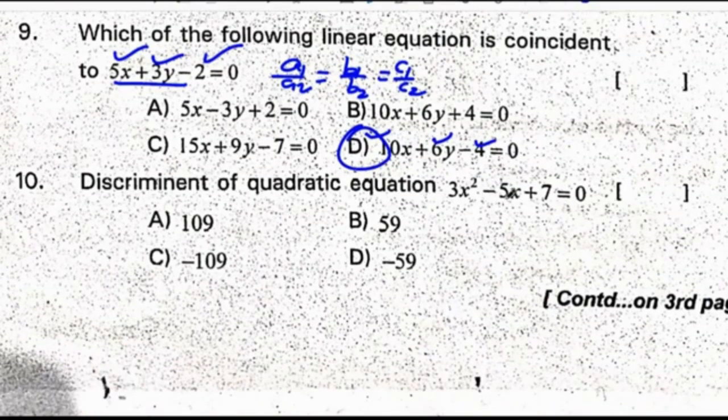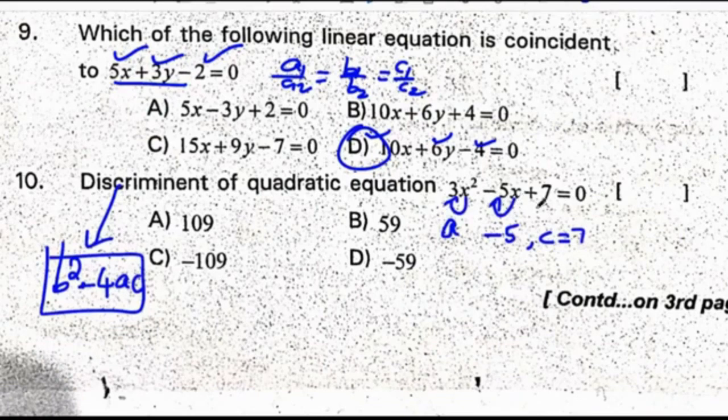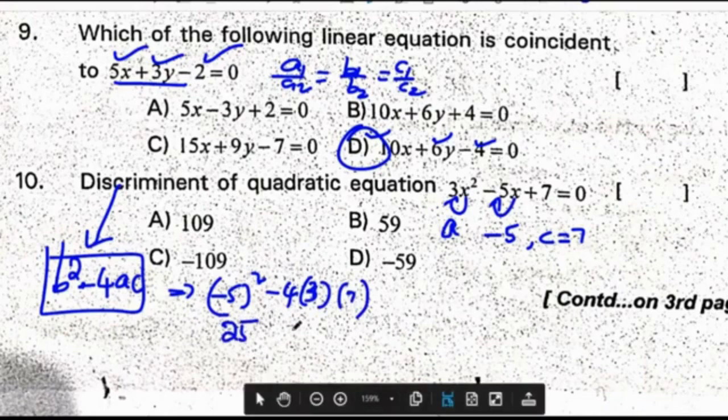Discriminant of the equation 3x square minus 5x plus 7 is. We all know the discriminant formula b square minus 4ac. a is the x square coefficient, b is the x coefficient, c is the constant 7. So replace in the formula: b square, so (-5) square, 4, a is 3, c is 7. (-5) square value is plus 25, 4 threes are 12, 12 sevens are 84. So plus 25 minus 84 is minus 59. So the correct option for the 10th question is D.